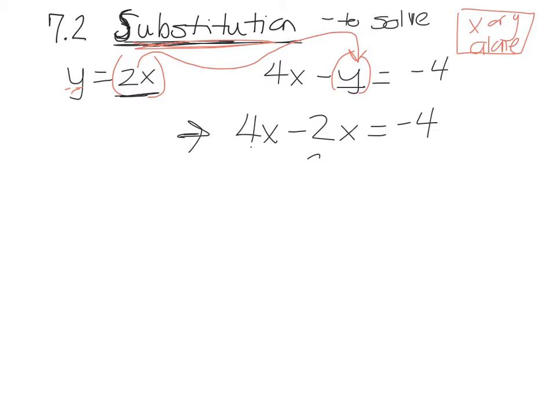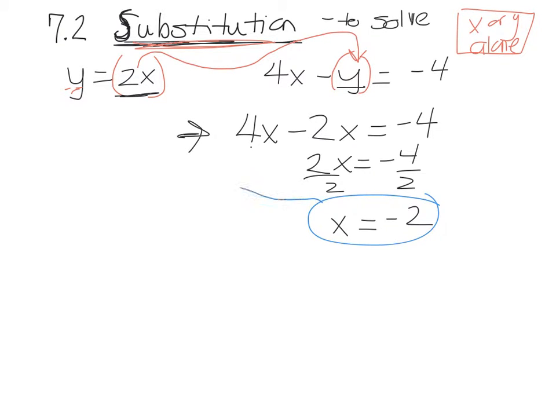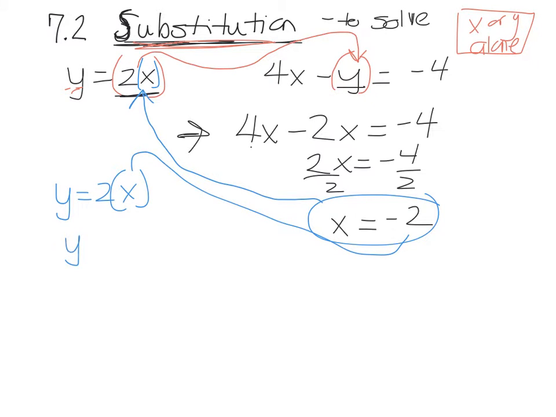So 4x minus 2x is 2x equals -4. Divide by 2, x equals -2. After I have my x, I need to go back and substitute it into either equation for what x equals. So when it says y equals 2x, I'm going to change that x to what I know it now equals. So y equals 2 times -2, so y equals -4.